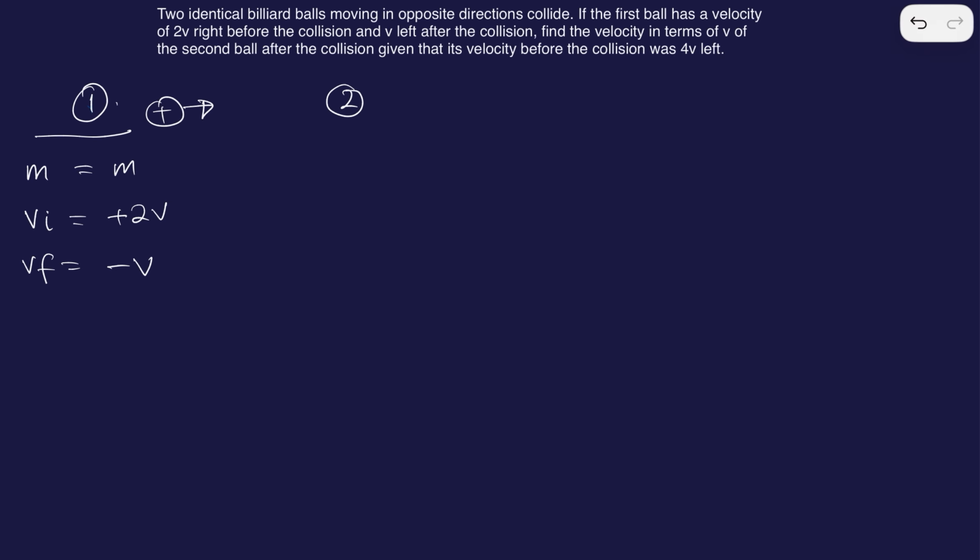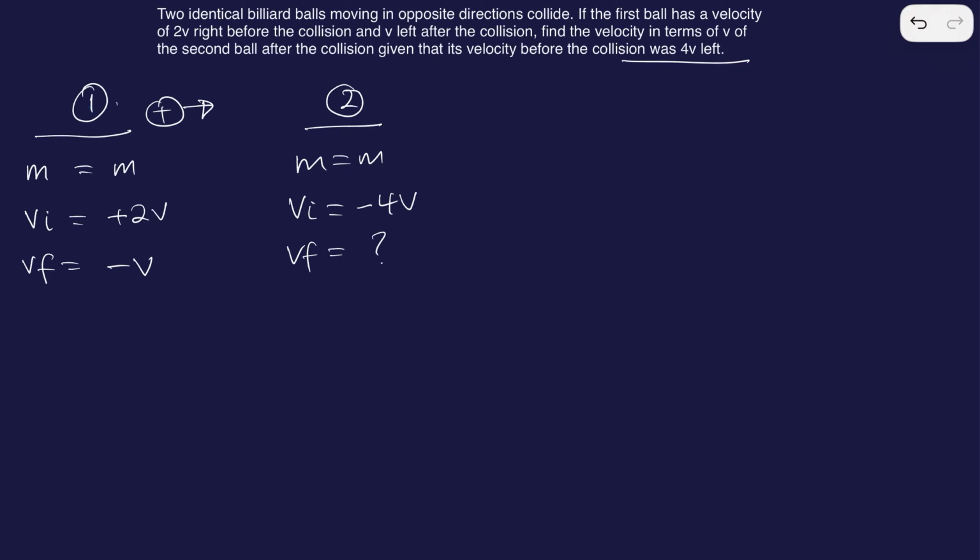Then for ball 2, what information do we know? Since we know that the balls are identical, the mass is going to be the same, so m is equal to m. The initial velocity of the ball, they tell us, was 4v to the left, so minus 4v. The vf is what we want. We don't know what that is.